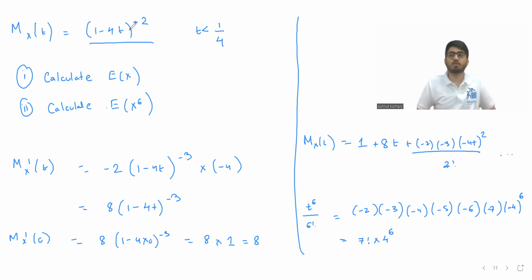Take a look at the MGF of the gamma distribution: 1 minus t by lambda to the power minus alpha. Lambda is nothing but 1 by 4 and alpha is nothing but 2. So you can identify that X is a gamma distribution with parameters alpha being 2 and lambda being 1 by 4. Once you know that, you can use the results available in the actuarial tables to find expectation x to the power 6.